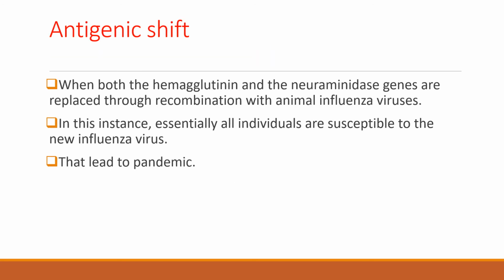Then antigenic shift. So what is antigenic shift? It occurs when both the hemagglutinin and neuraminidase genes are replaced through recombination with animal influenza viruses. So here the virus is totally different. All individuals are susceptible to this new influenza virus because they don't have pre-existing antibodies to these new viruses, and that leads to a pandemic of infections.